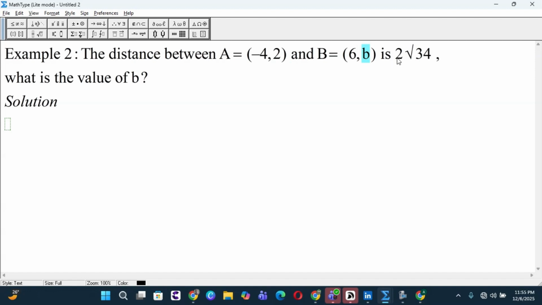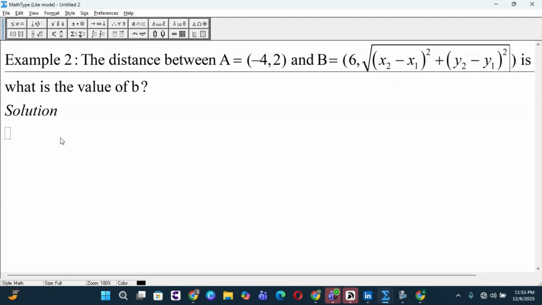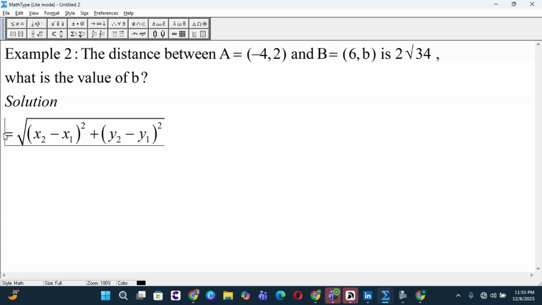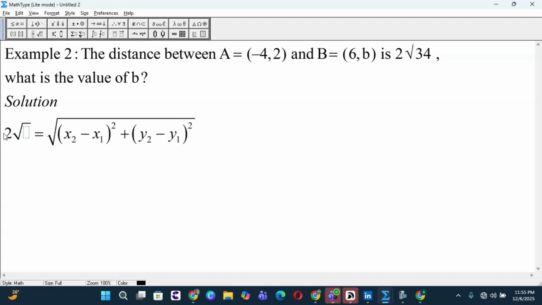So we are given the distance between A and B. We still need to recall the formula for finding the distance between 2 points. In this case, the distance is 2 root 34. So that's what we're told.